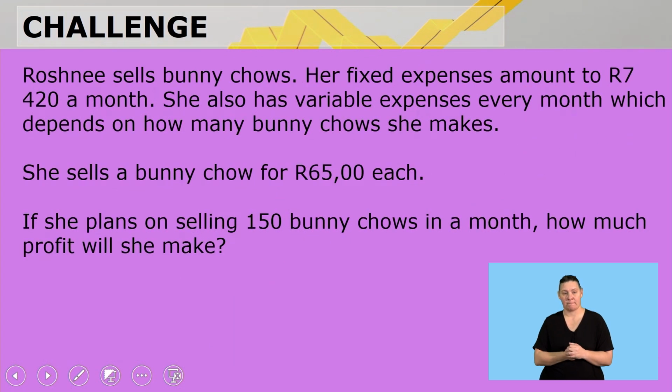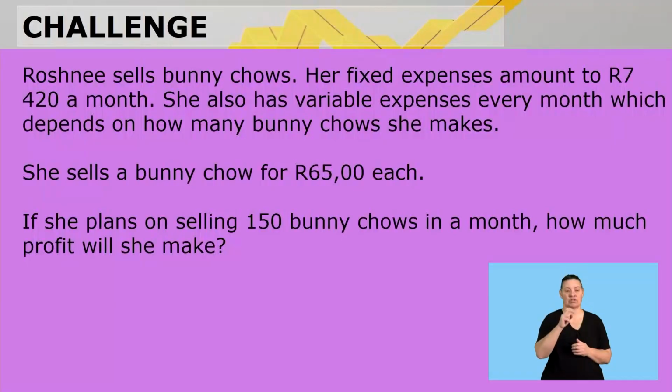And then I leave you with a challenge. Rosny sells bunny chows. Her fixed expenses amount to 7,420 Rand a month. She also has variable expenses every month, which depends on how many bunny chows she makes. She sells a bunny chow for 65 Rand each. If she plans on selling 150 bunny chows in a month, how much profit will she make?